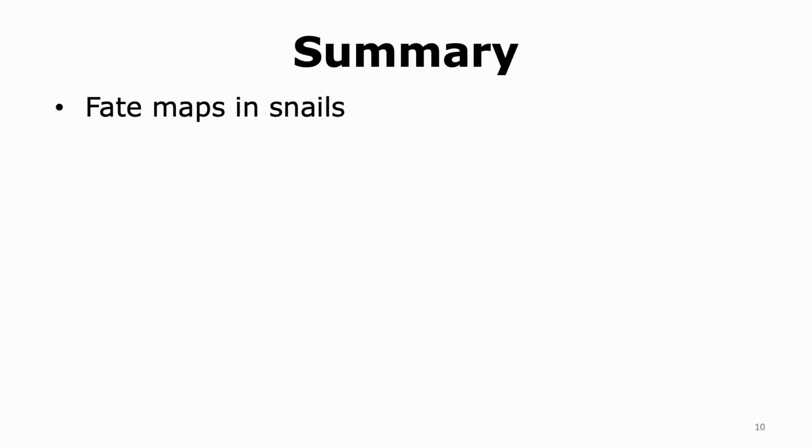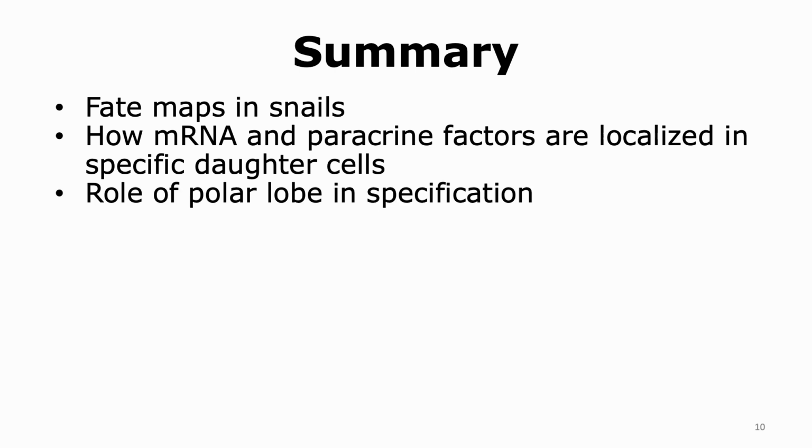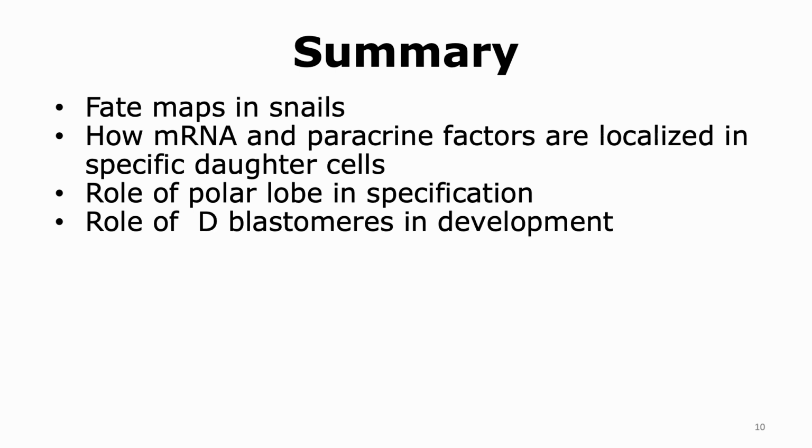With this, we come to the end of our talk, where we learned about fate maps in snails and how messenger RNA and paracrine factors are localized in specific daughter cells. We also learned about the role of the polar lobe and the D blastomeres in development.